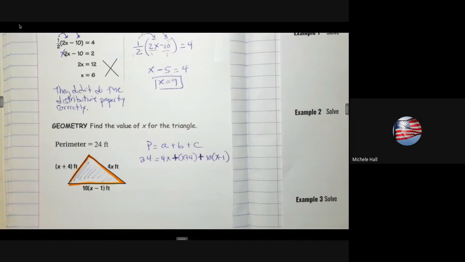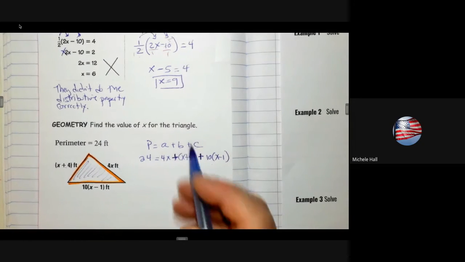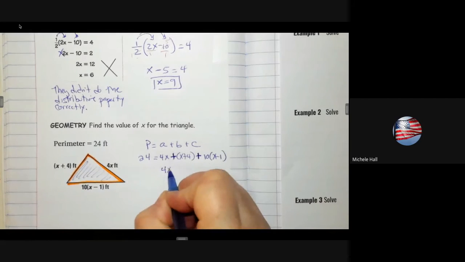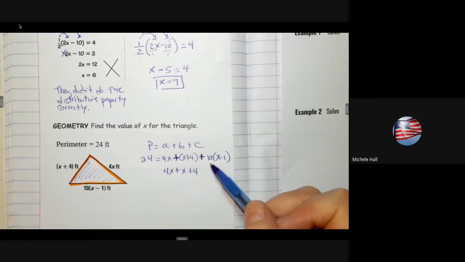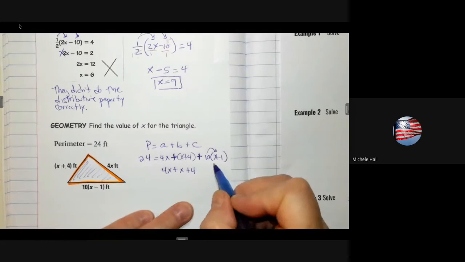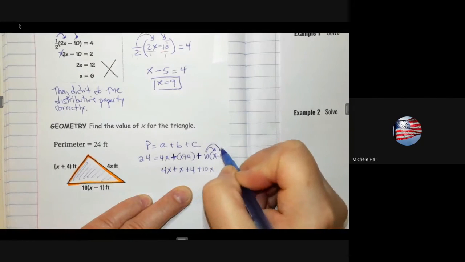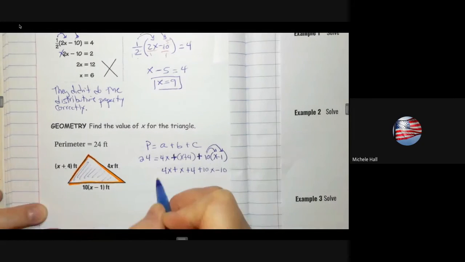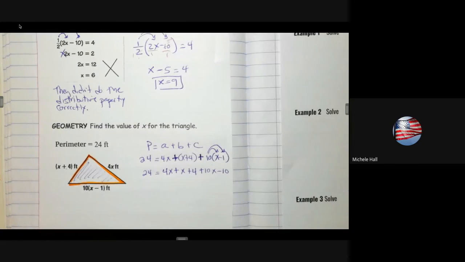We need to start simplifying. I don't see anything outside this parenthesis. It's just a plus sign. Positive times x is still positive x. Positive times 4 is still positive 4. So I can drop these parentheses. So 4x plus x plus 4. But when I get to the next one, I see there's a positive 10 out front. I need to do the distributive property. 10 times x is a positive 10x. And positive 10 times negative 1 is a negative 10. That is our perimeter.